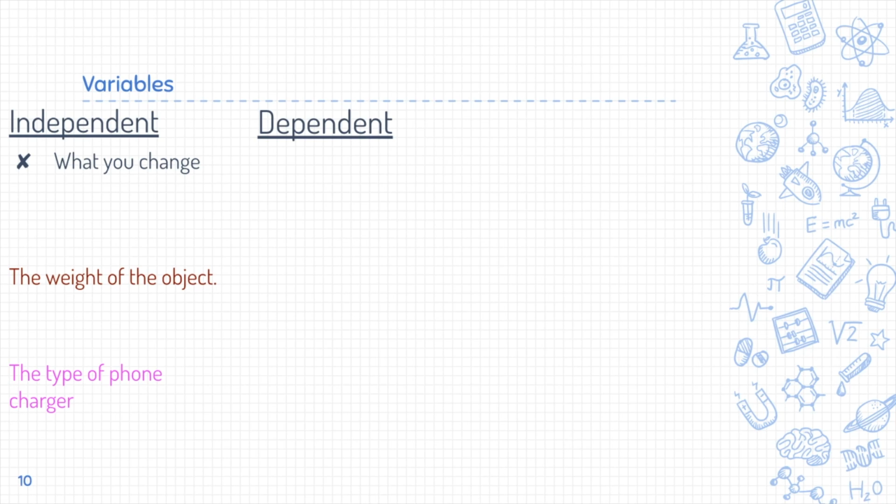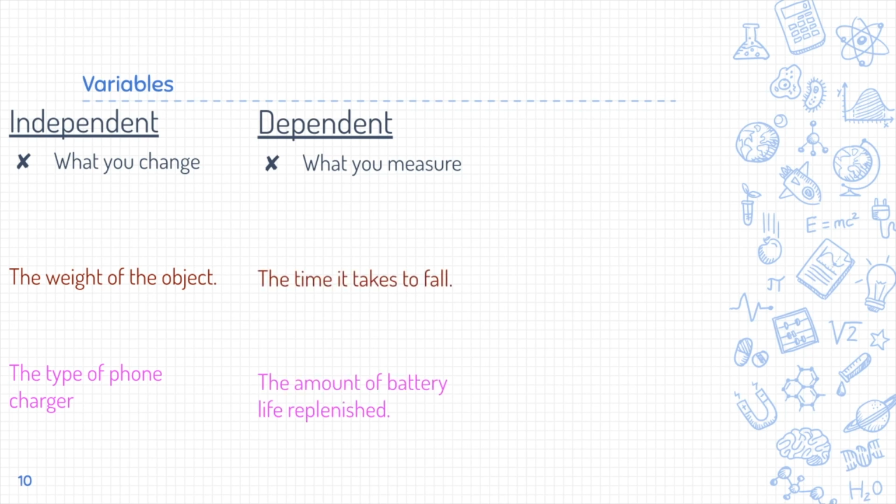Next is the dependent variable. Your dependent variable is going to be what you measure in your experiment or your investigation. What is it that you're observing? What is it that you're looking for? I'm measuring the time it takes for the object to fall. For the phone example, I'm measuring the amount of battery that was replenished after 10 minutes.